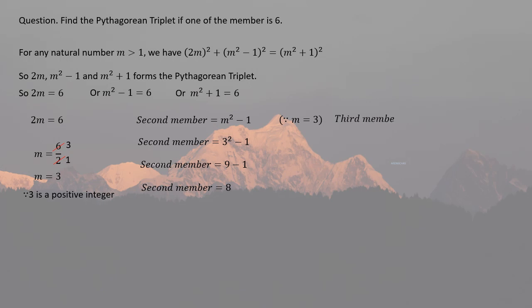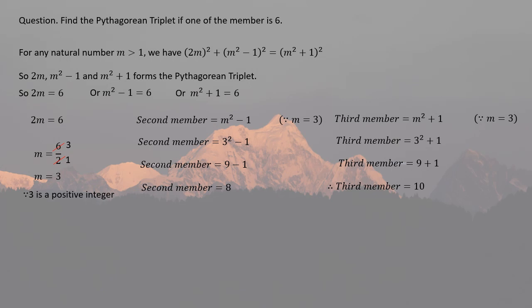Now the third member should be equal to m square plus 1, and we know m equals 3. So replacing the value of m as 3, we get the third member as 3 square plus 1, and 3 square is 9 plus 1, and 9 plus 1 is nothing but 10. So we found out the third member of the Pythagorean triplet as 10.